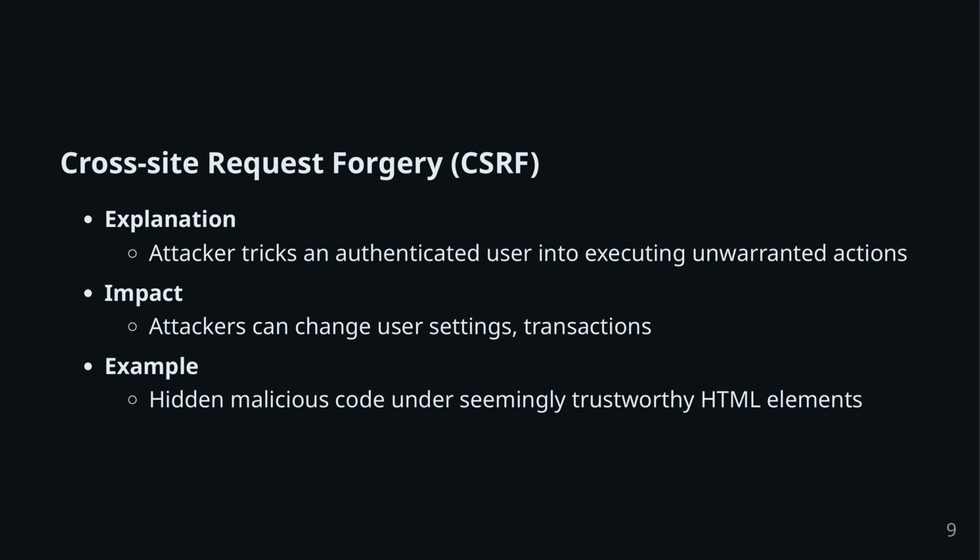Cross-site request forgery, or CSRF, involves an attacker tricking an authenticated user into executing unwanted actions on a web application where the user is currently authenticated. This typically happens when malicious code is executed under the guise of seemingly trustworthy HTML elements, such as links or forms. The impact of CSRF can be severe, allowing attackers to change user settings or complete transactions without the user's knowledge or consent. This type of attack can lead to unauthorized changes and potentially compromise the security of user data and the integrity of the application.